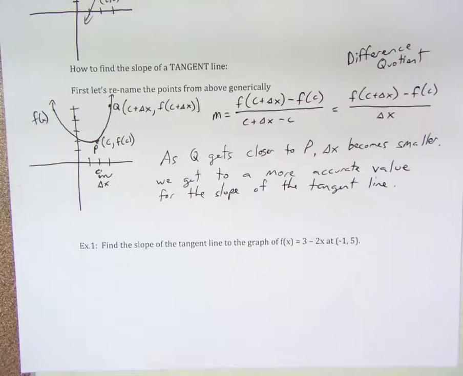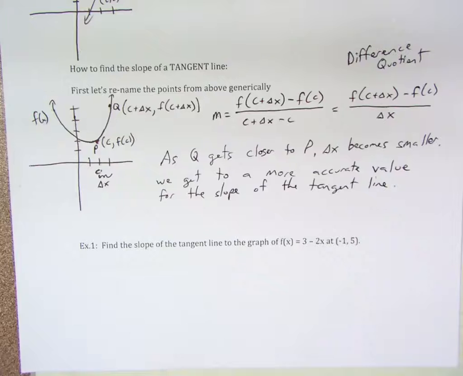So let's try this. I'll just go ahead and work it out. It says, find the slope of the tangent line to g of x equals x squared minus 4 at 1, -3. So anytime I see slope of the tangent line, I have to think limits. We have to use that difference quotient. So I'm going to write it again up here so I can use it.